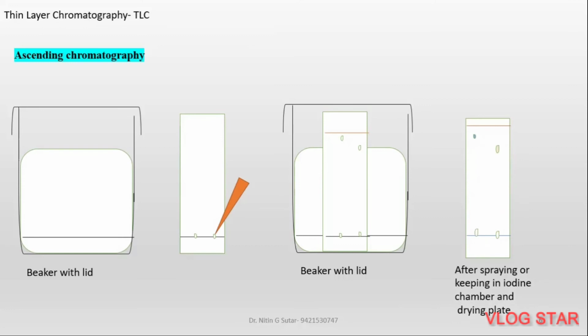Either you have to see this slide under the UV light, second either by naked eyes, third by an iodine chamber, and fourth either by utilizing a spraying reagent. These are the four ways by which you can observe the spot. Once you observe the spot, you have to measure the distance of the solvent which has run, that is known as Y, that is known as the solvent front.